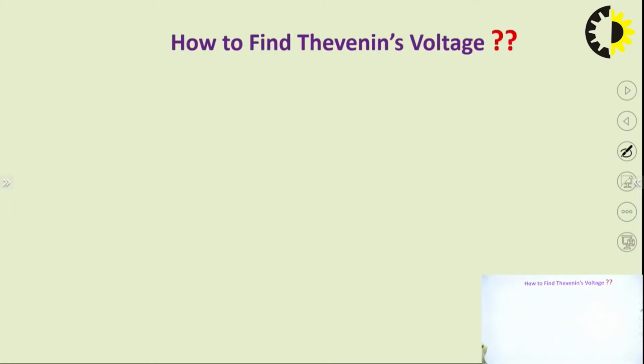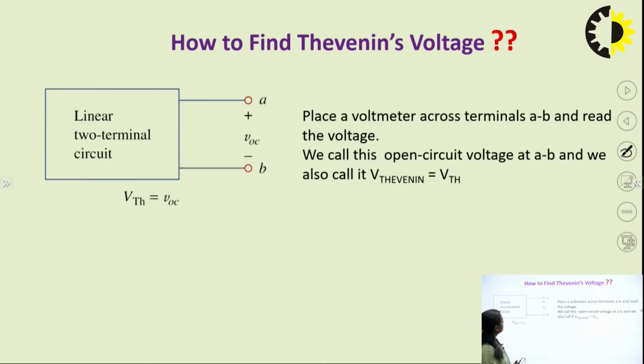Now how to find this Thevenin voltage? Suppose this is a circuit. For finding the Thevenin voltage, we will remove the load in which you have to find the current or voltage, that will be considered as a load. So you will remove that load. Now this terminal is open, you will mark this terminal. So here we have marked this terminal as A and B.